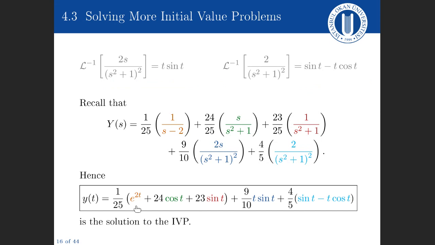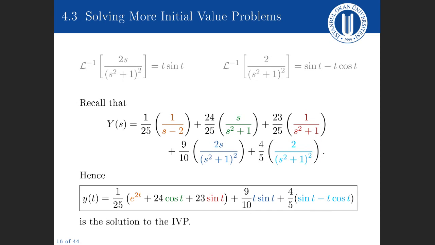Small y must be 1 over 25 e to the power 2t. For the green term, we have 24 cos t. For this red term, 23 sine t. The dark blue term, 9 over 10 t sine t. And for the light blue term, 4 over 5 sine t minus t cos t. This is the solution to the initial value problem.